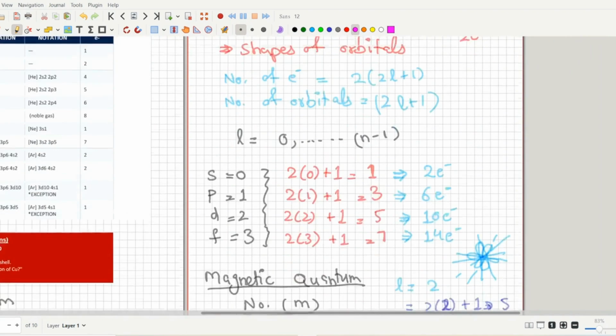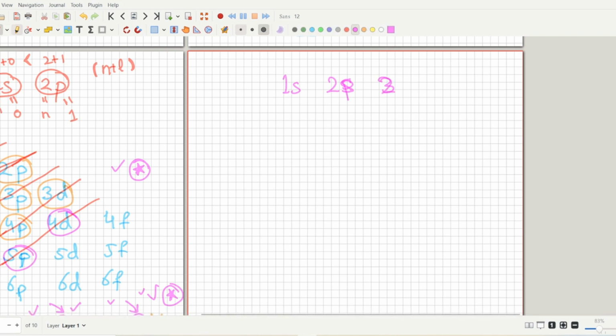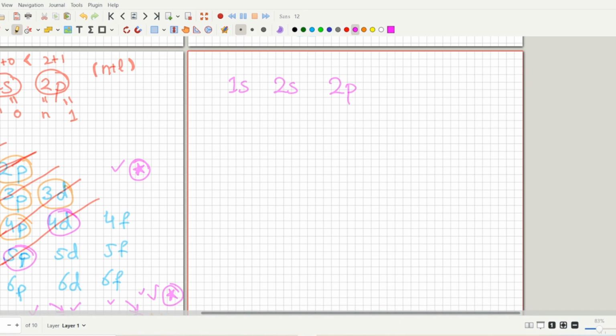Hund's rule tells you about electrons filling orbitals. For example, you have 1s, 2s, and 2p. As you know, p has 3 orientations, which you just memorize from the table above. You can write them down as 2px, 2py, and 2pz.